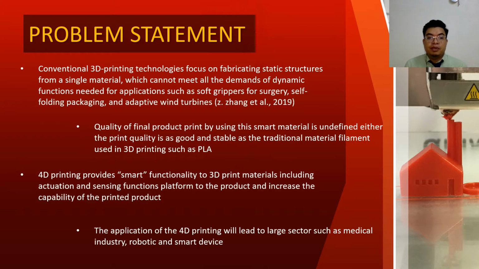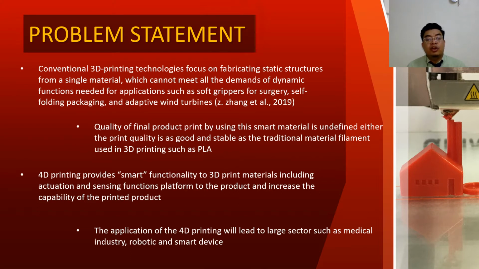For the problem statement, the conventional 3D printing technologies focus on fabricating static structure from a single material, which cannot meet all the demand of dynamic function needed for applications such as soft gripper for surgery, self-folding packaging, and also adaptive wind turbine. This is said by Zhang in 2019 in his journal.